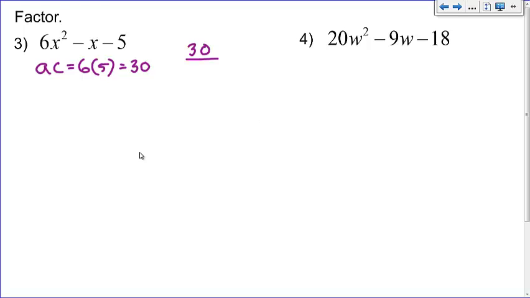So here we go, 30, ways to break down 30. There aren't a ton of them. 1 times 30, 2 times 15. Now, one thing I'm noticing is that I'm looking for a difference of just 1.